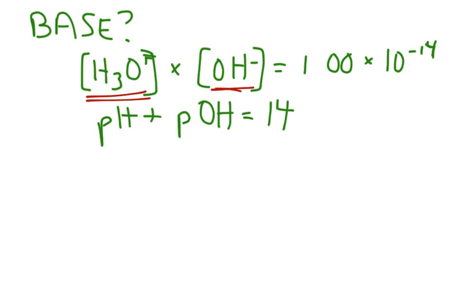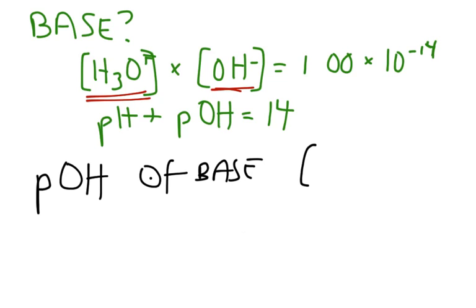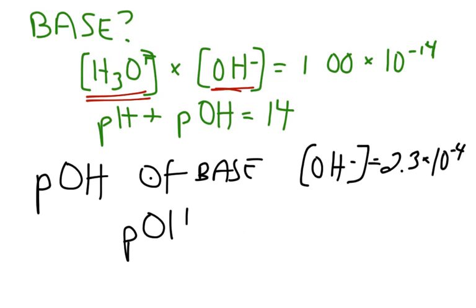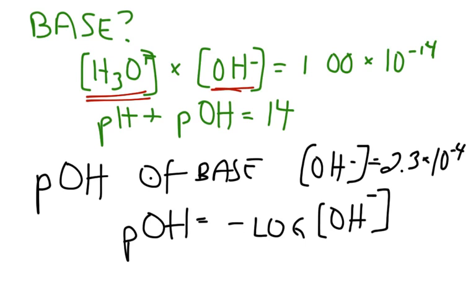If the question is, what is the pOH of a base if the hydroxide concentration is 2.3 times 10 to the negative 4, it's pretty easy. It's exactly the same thing as pHs of acids. You can find the pOH by taking the negative log of the base concentration. You do exactly the same thing that you did before. Piece of cake. You don't have to do anything crazy.